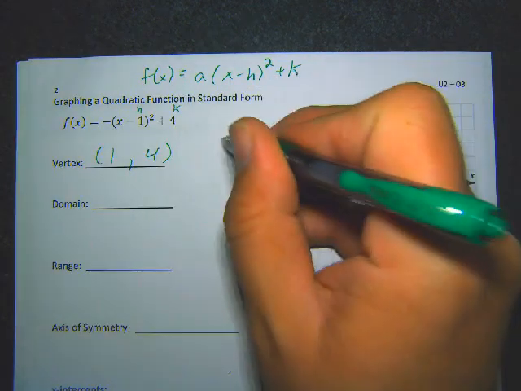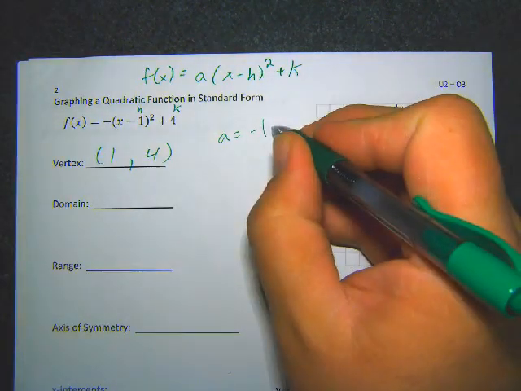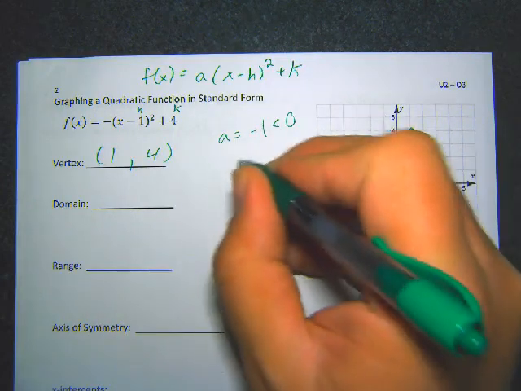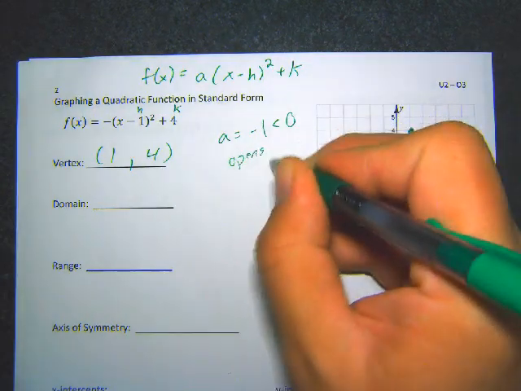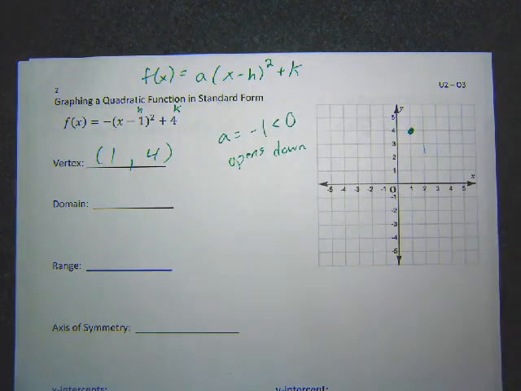Well, a in this case is negative 1 again, right? There's a negative there, so it's negative 1, which again is less than 0. It's negative, so this is going to open down. So that means, yes, it will cross the x-axis. So there are going to be x-intercepts.